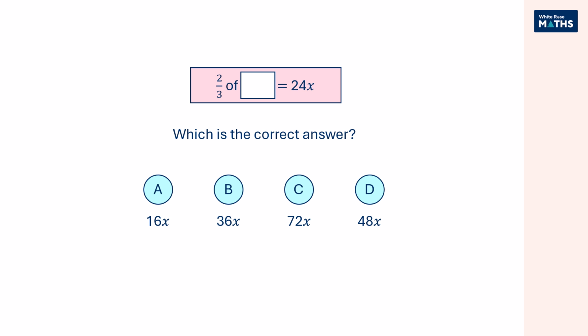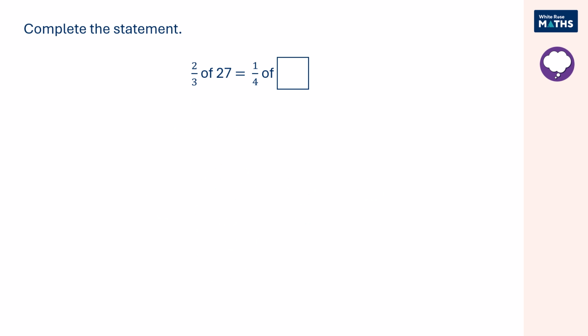This part, 2/3 of something is 24x, which is the correct answer? It's a bit trickier. 24x divided by 2 makes 12x. 12x times 3 makes 36x, option B. Well done if you got that. That was a lot trickier, more advanced.